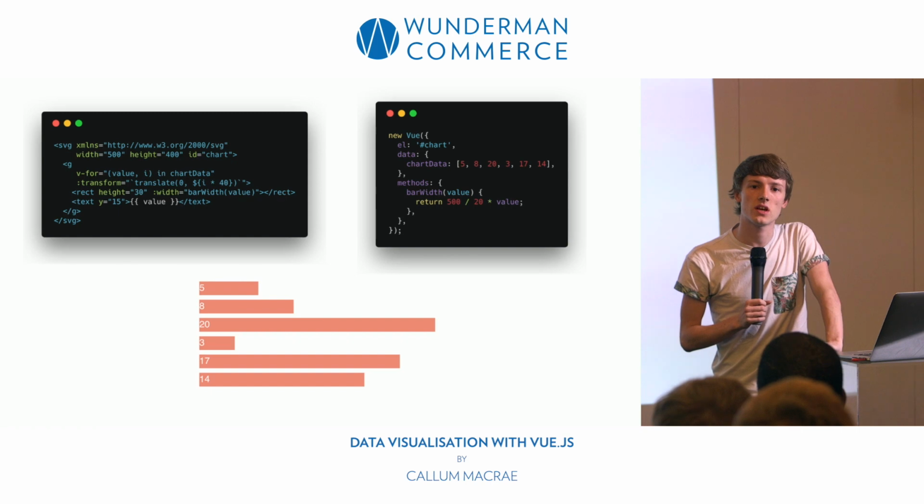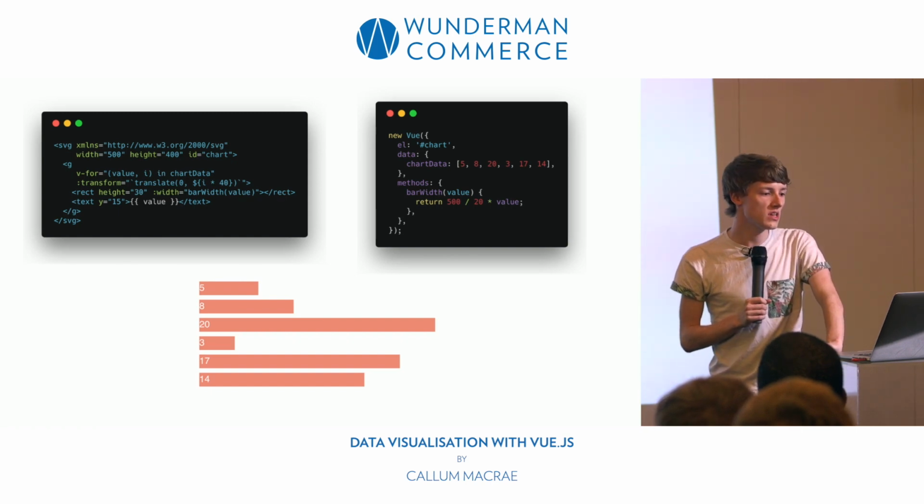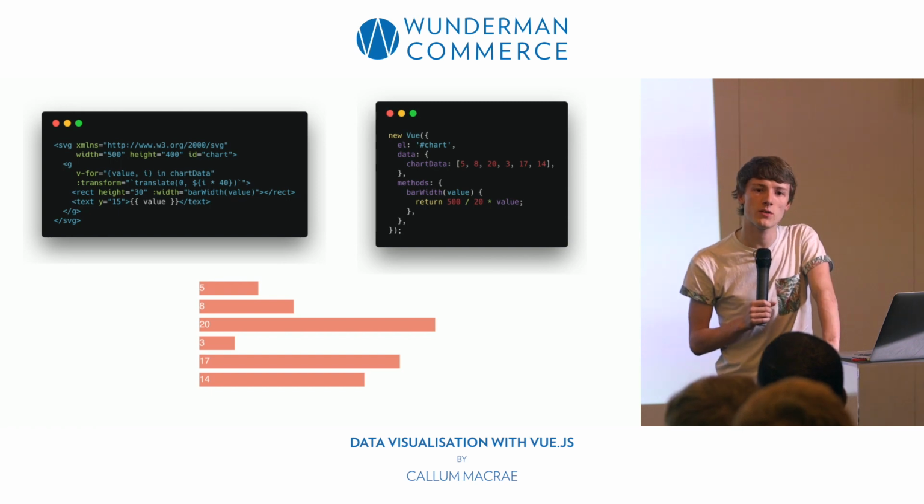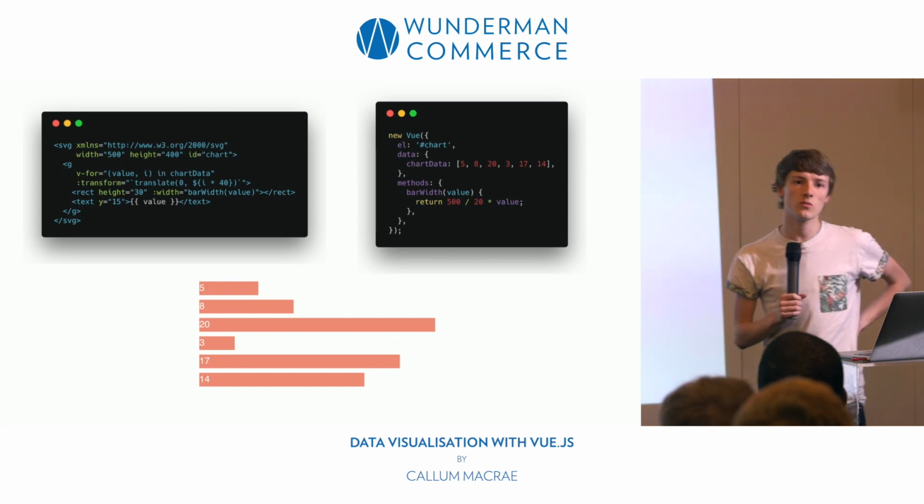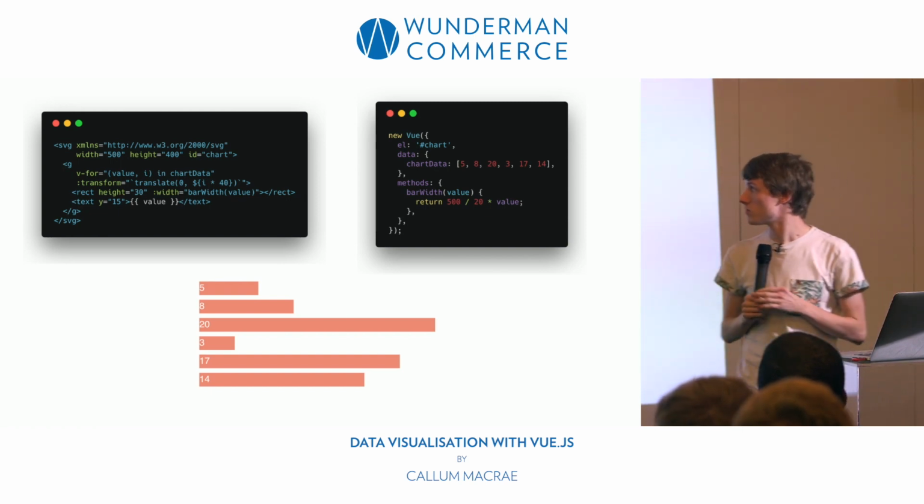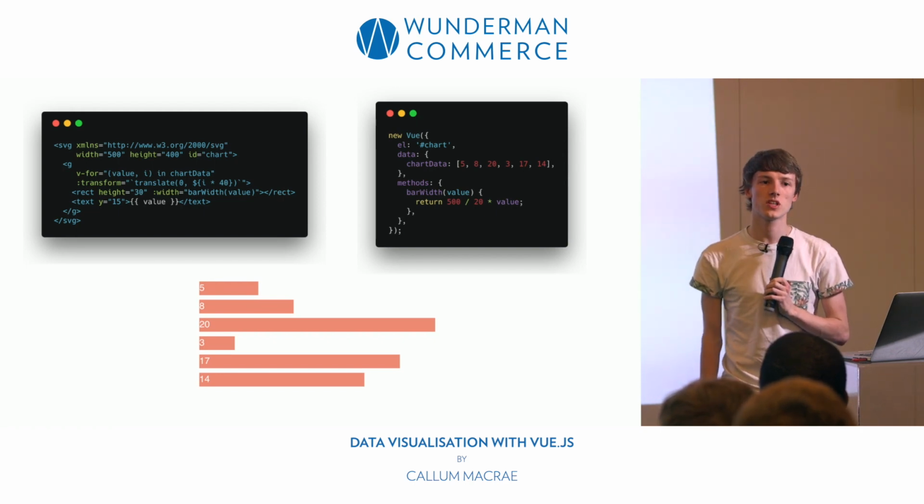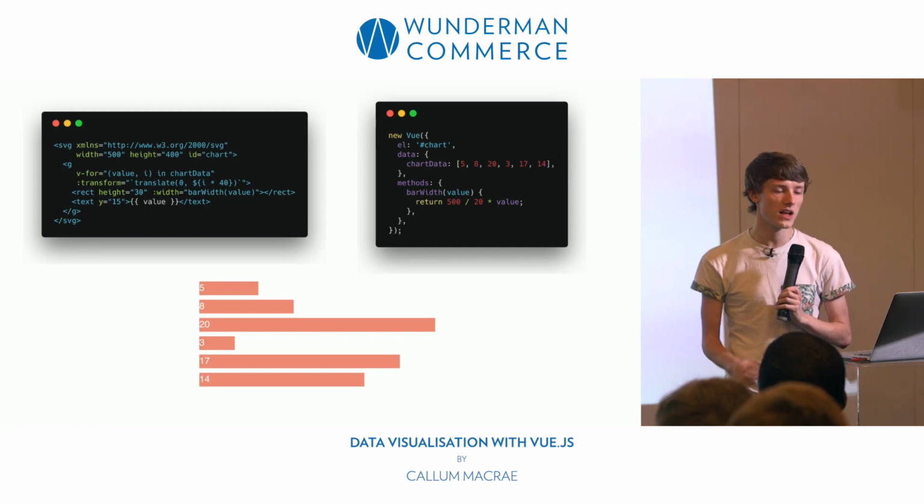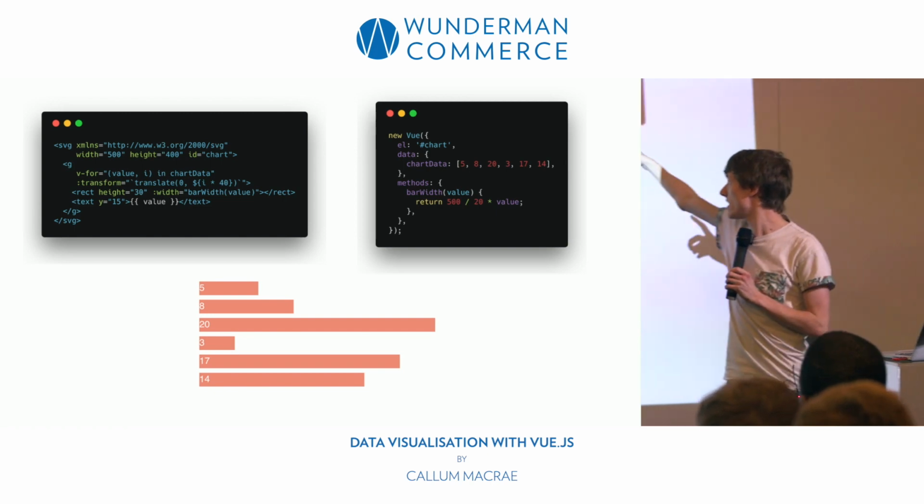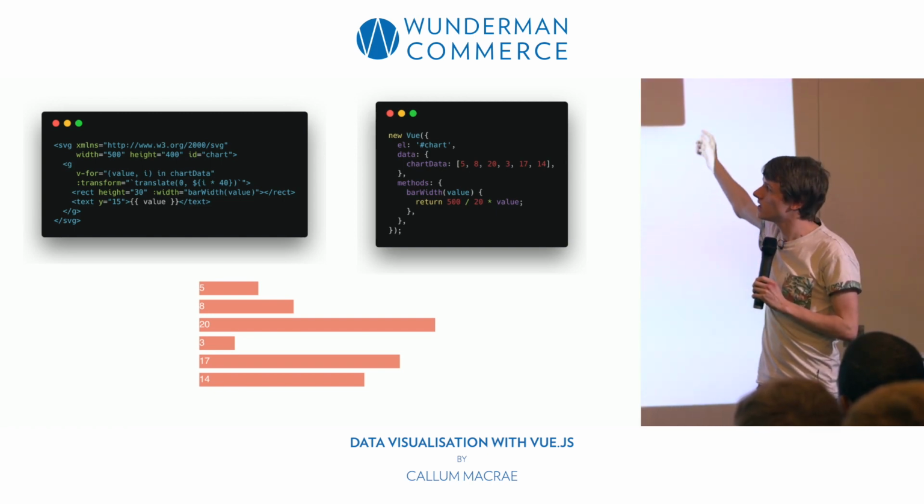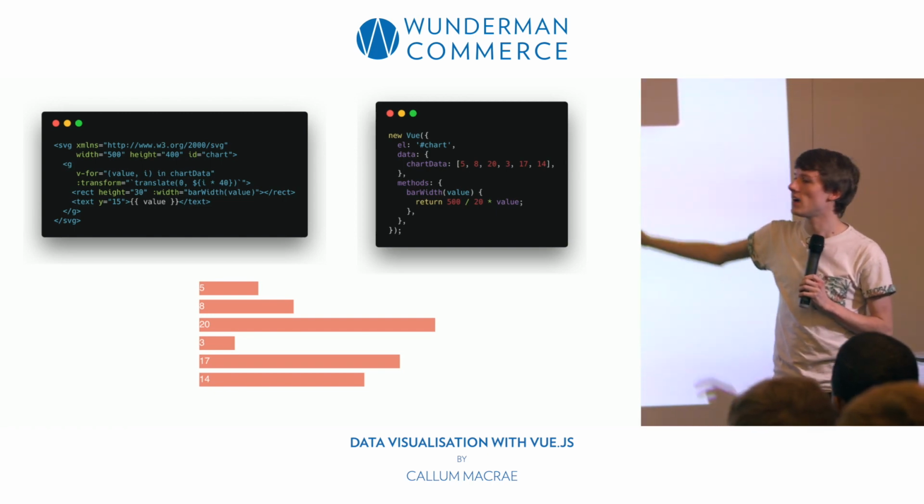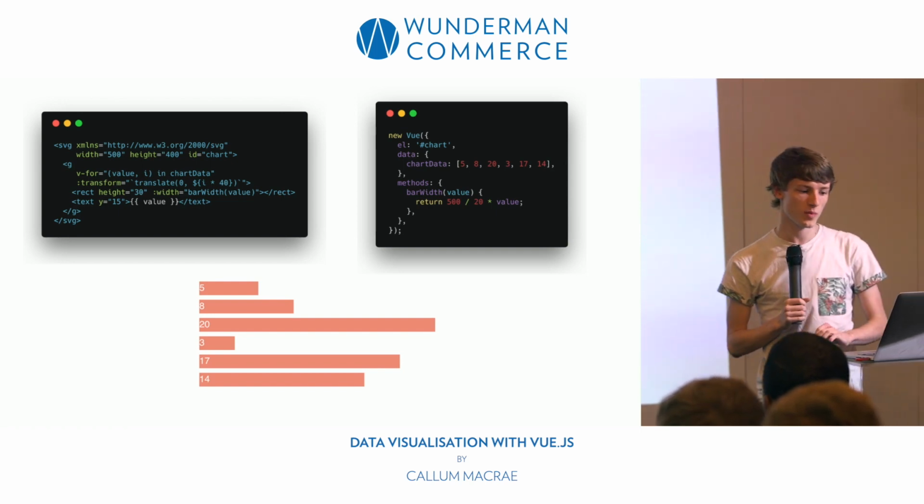Let's look at methods first. So here, remember the last slide, we put 500 divided by 20 multiplied by value in the template. But here, we've moved it to a method. So in the template, now instead of doing the math, we're just calling barWidth(value), which is being passed into the method. It's calculating the value. It's passing it back to the template and outputting exactly the same thing to the page.